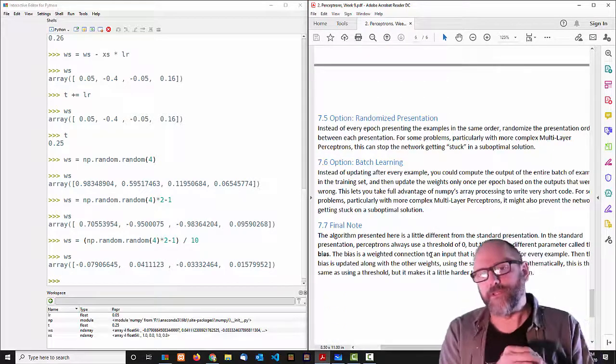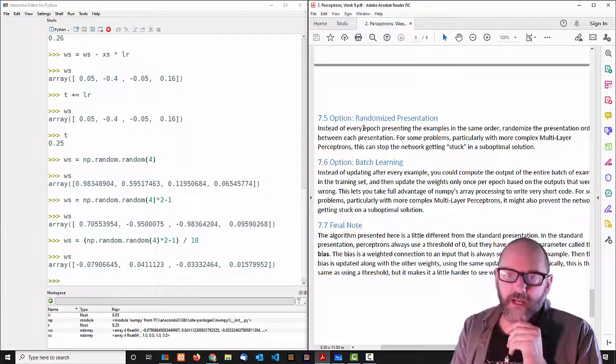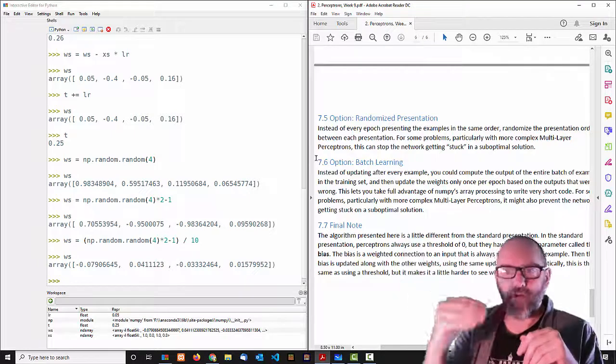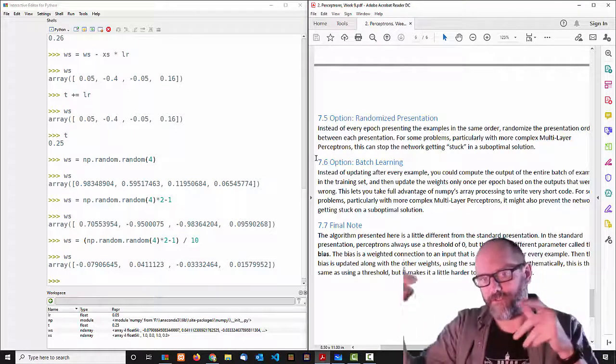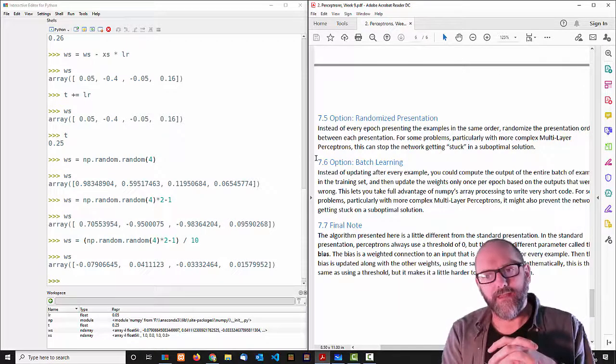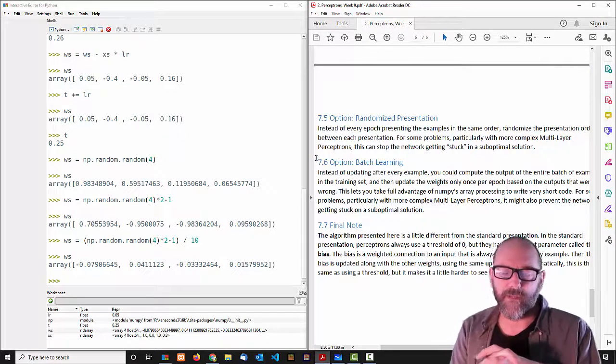And then there's a few options. So you could, instead of every epoch going through the examples one at a time, actually shuffle the input examples each time, making sure you shuffle the targets with it, and then present the examples in a different order each time. That can be helpful, particularly with multi-layer perceptrons, which we'll talk about next week. It can stop you from getting stuck.